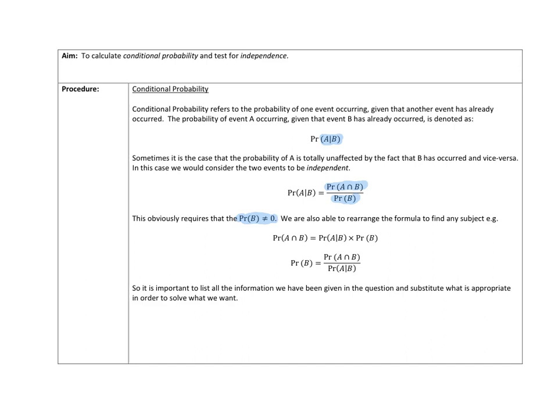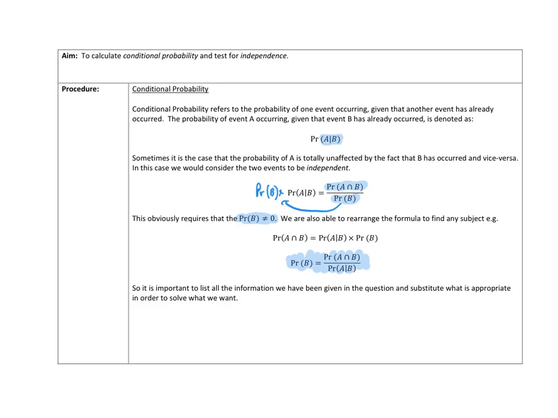And in that case, we're also able to rearrange the formula to find any of the other subjects. That is, if we were given the probability of A given B, and we're given the probability of B, and wanted to find out the probability of A and B, we can just imagine, like any other formula, multiplying both sides by the probability of B. And this is true when also finding the probability of B. If we wanted to, we could rearrange the formula into this.